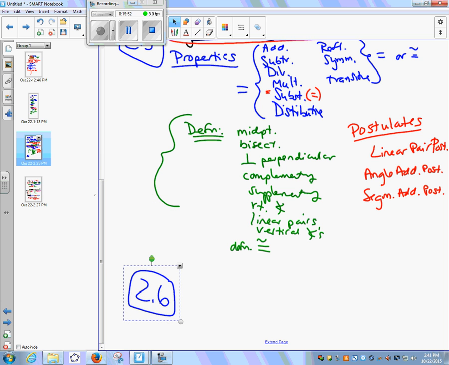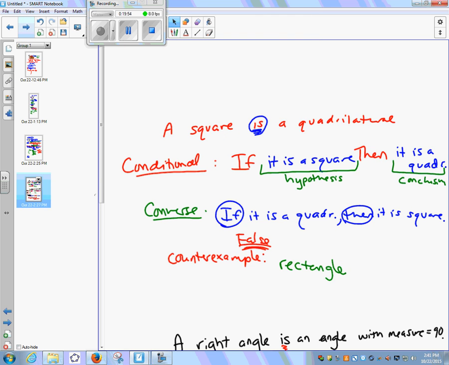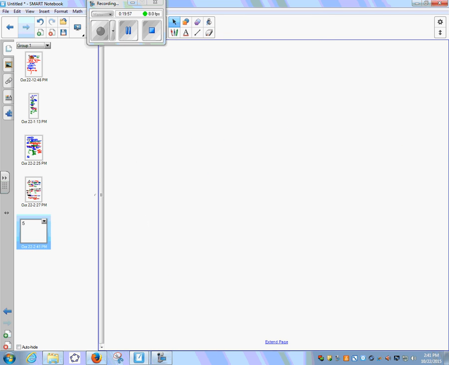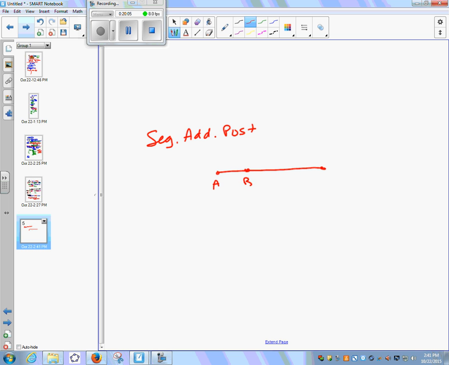Maybe we should talk about some of those for a second. Segment addition postulate. Remember, that's if one part of a segment plus the other part of the segment equals the whole segment. This part plus this part equals the whole thing. Whenever you're using that in a proof, it's never with numbers. It's always naming the segments. This little part plus that little part equals the whole thing.